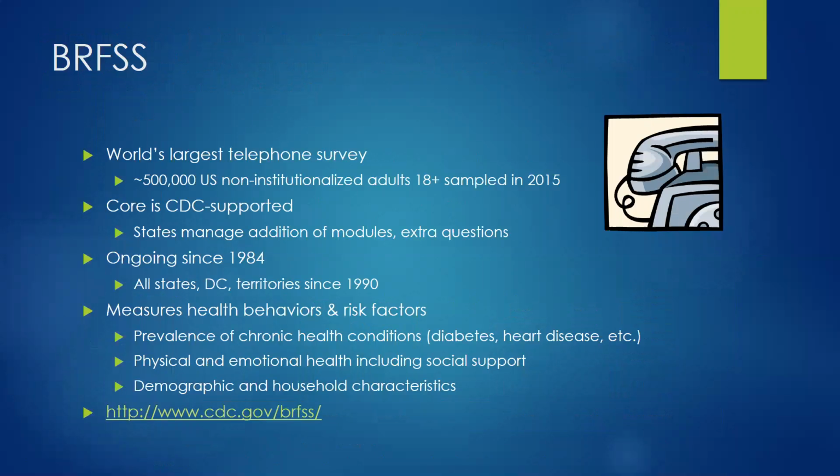The BRFSS is kind of similar to the WIRE BSS, except it focuses on adults. So this is a sample of non-institutionalized adults age 18 and older. It's the world's largest telephone survey, and almost 500,000 surveys are done every year. The CDC supports the BRFSS, and then states manage it on their own. So there's a core set of questions that all states have to ask every year, and then states can choose to add additional questions. And this focuses on chronic conditions, physical and emotional health, demographic and household characteristics, and then also picks up things that might be emerging or of interest each year.